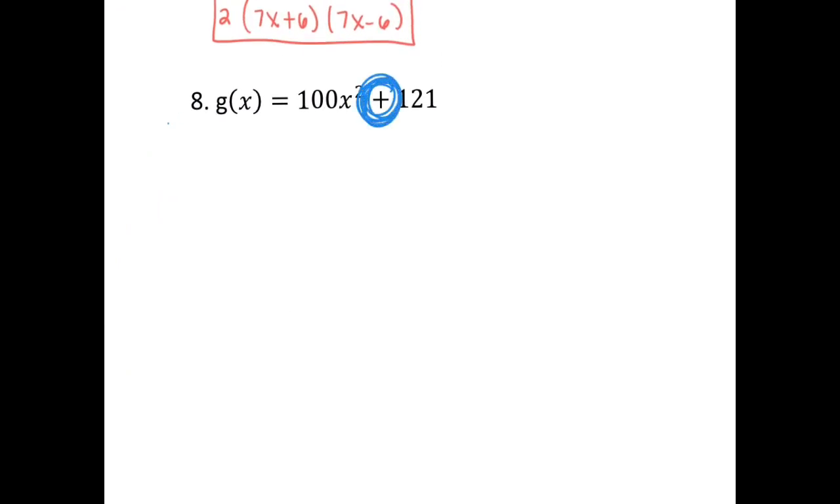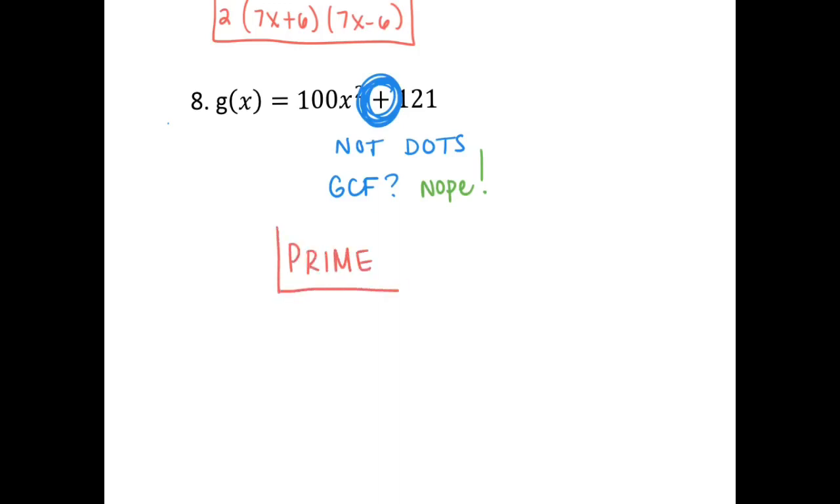So number 8, this one's a little bit of a trick question. Did I get any of you? This one's not DOTS. Remember, I said we like to hide those plus signs, and there I go. There's also not a greatest common factor, so in fact, I can't do anything. So this one is prime. Prime is just math fancy talk for not factorable.